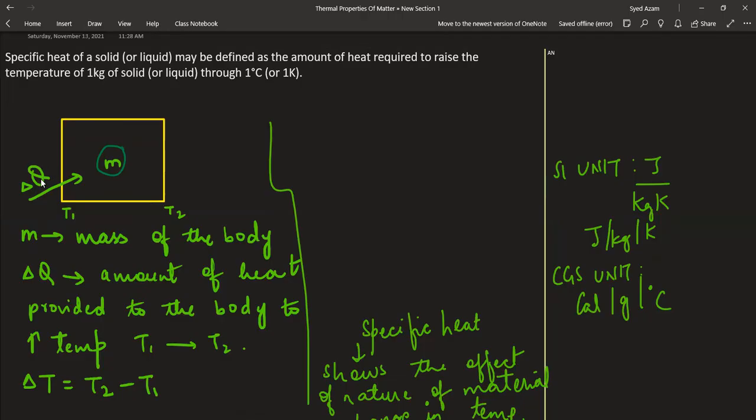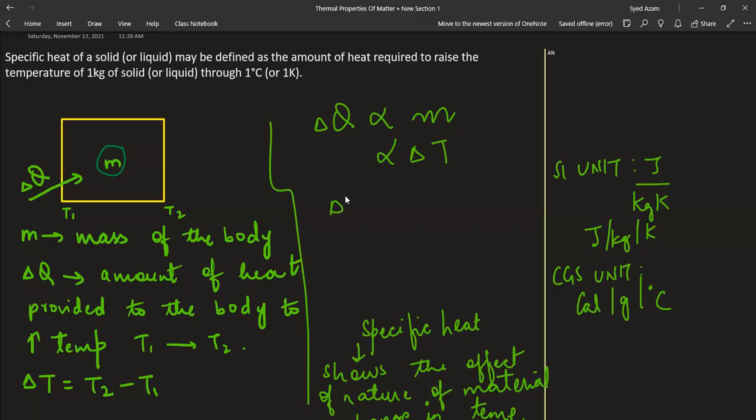Now, what is this delta Q? It's the amount of heat provided to the body. What is the increase in temperature from T1 to T2? The change in temperature would be T2 minus T1, and m is the mass of the body. Now, delta Q, the heat, is directly proportional to the mass, and it is also proportional to the change in temperature. Heat is proportional to both things. If the mass is more, you have to provide a lot of heat. If there's a big gap in increasing the temperature, you need to provide that much heat. So basically, heat is directly proportional to mass and change in temperature.